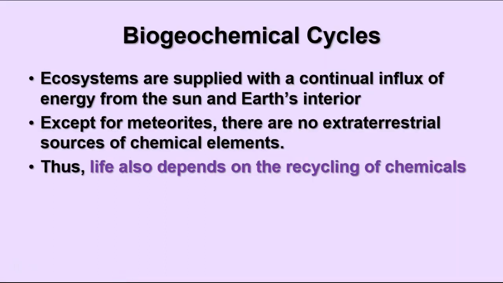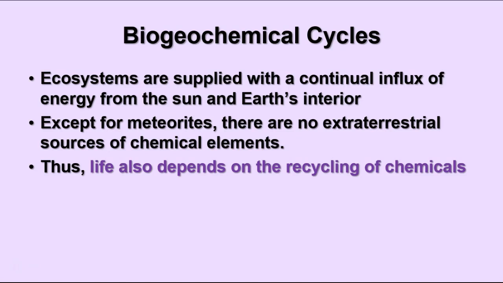Okay. Another thing we need to think about in our ecosystem is the biogeochemical cycles, the various cycles like the water cycle and the nitrogen and carbon and so forth. Okay. Remember that we've got a continual supply of energy from the sun and from Earth's interior as well, but we don't have any sources of chemical elements except what we have on Earth.